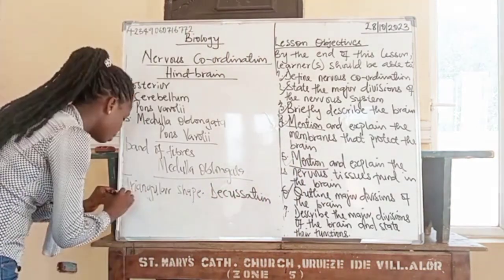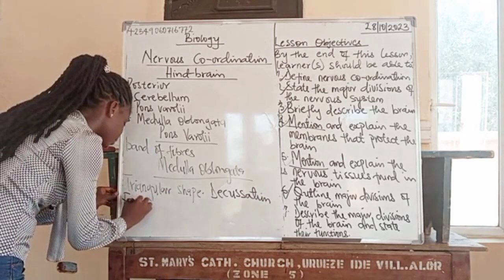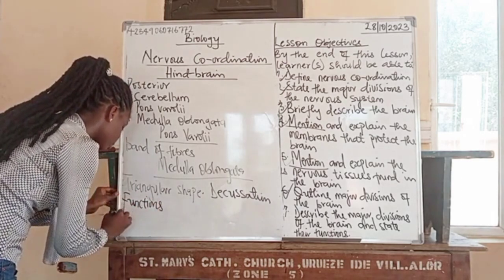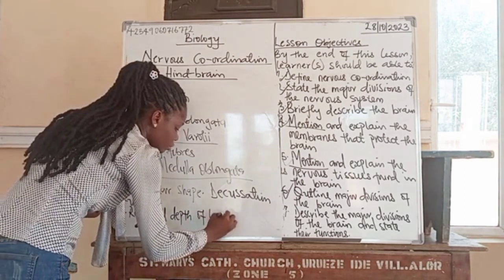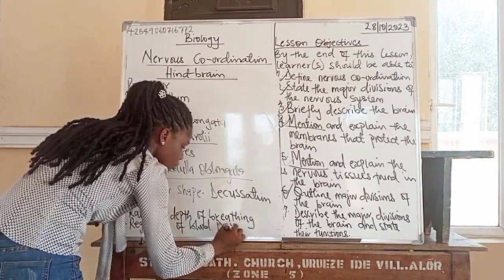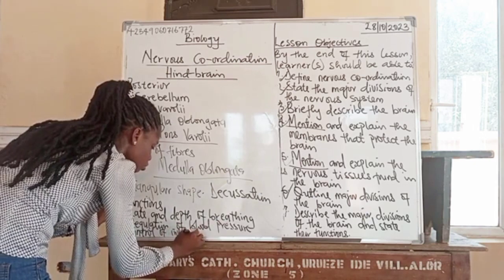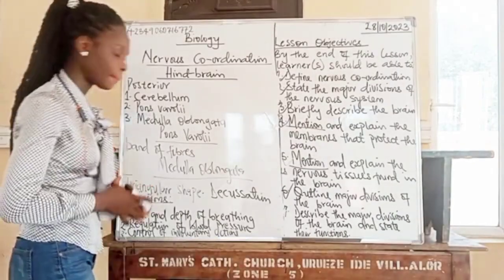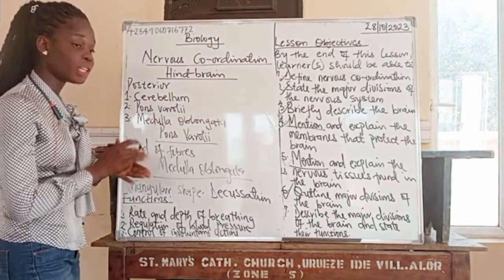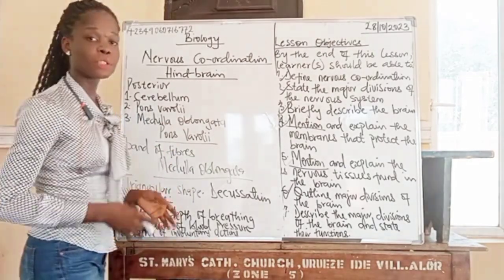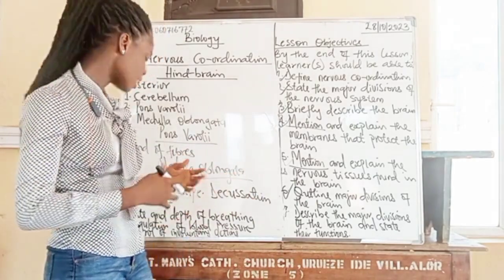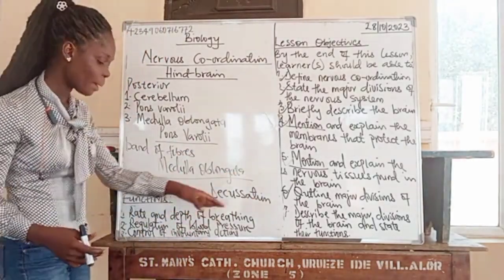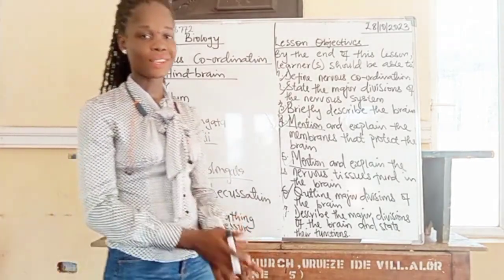For the functions of the medulla, we have that the medulla oblongata controls the rate and depth of breathing. It is also responsible for the regulation of blood pressure. It regulates blood pressure by controlling the dilation and constriction of blood vessels. Lastly, it is responsible for controlling many involuntary actions.